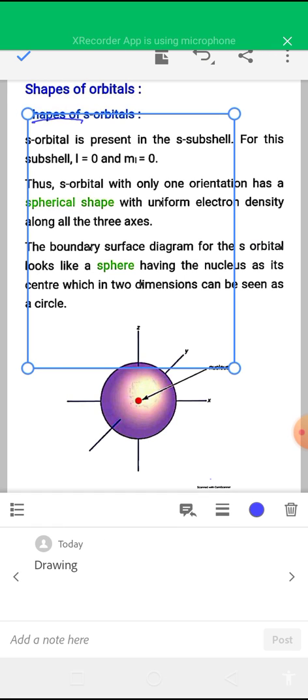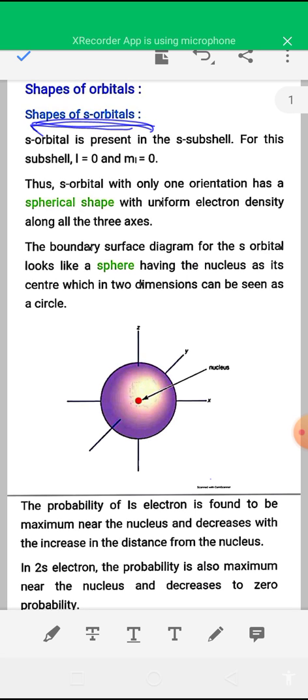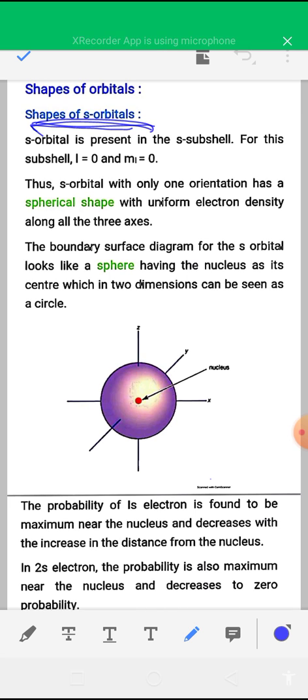First, see the shape of the s orbital. The s orbital is present in the s subshell, and for the s subshell the value of the azimuthal quantum number l is 0 and the value of the magnetic quantum number ml is also 0. What is the shape of the s orbital? The s orbital has a spherical shape with uniform electron density along all three axes.